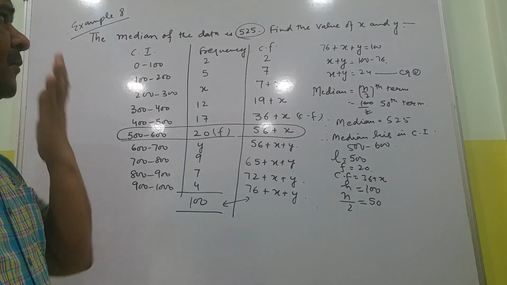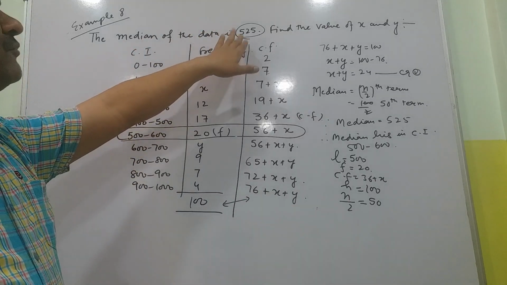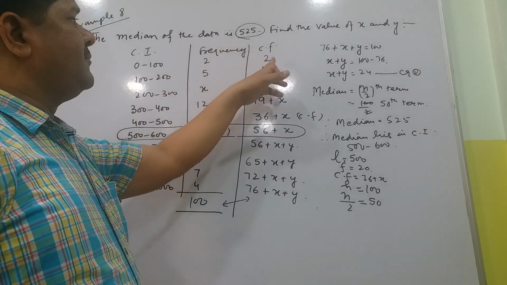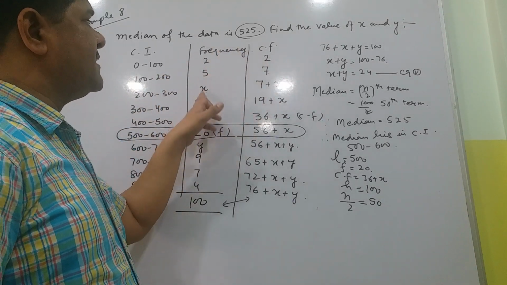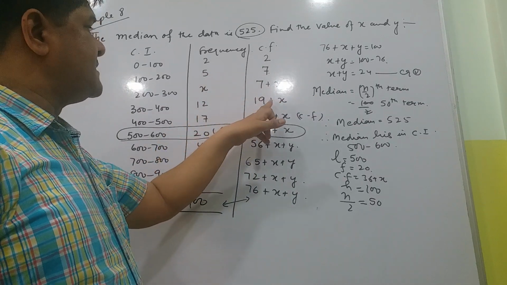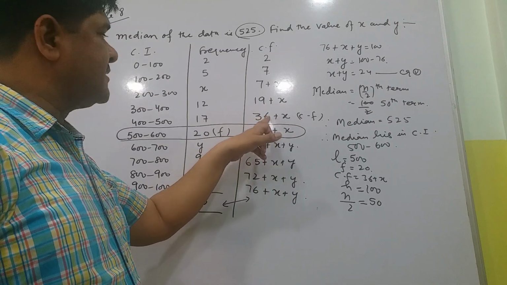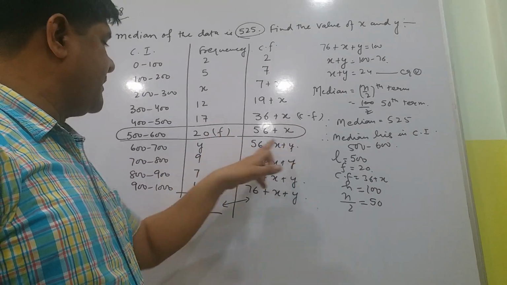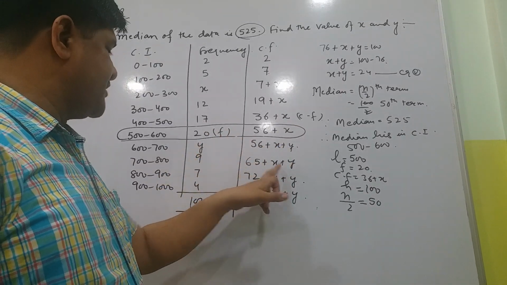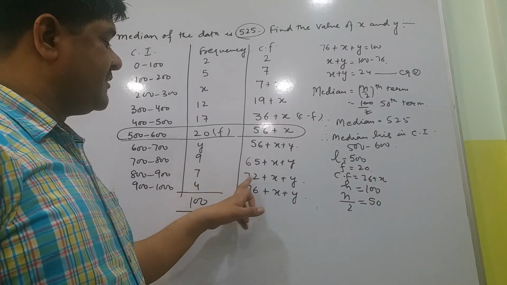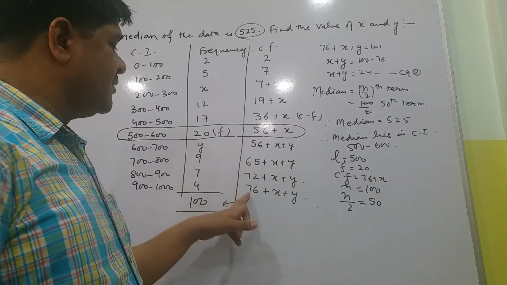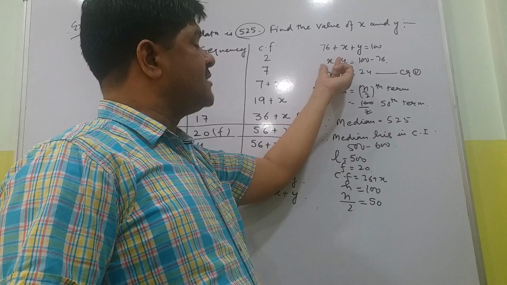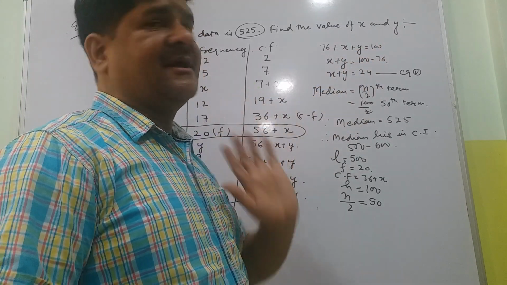First, the median of the data is given, 525. You have to find the value of x and y. So 2, 2 plus 5, 7, 7 plus x, 7 plus 12, 19 plus x, 19 plus 17, 36 plus x, 36 plus 20, 56 plus x, 56 plus x plus y, 56 plus 9, 65 plus x plus y, 65 plus 7, 72 plus x plus y, 72 plus 4, 76 plus x plus y. So 76 plus x plus y equals 100. So x plus y comes out to be 100 minus 76, that is 24.